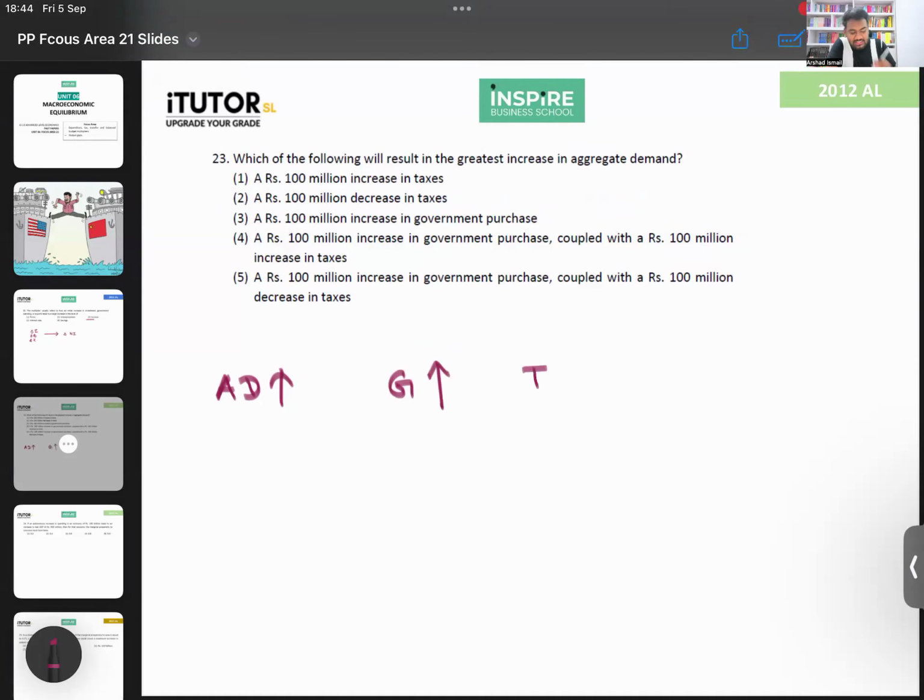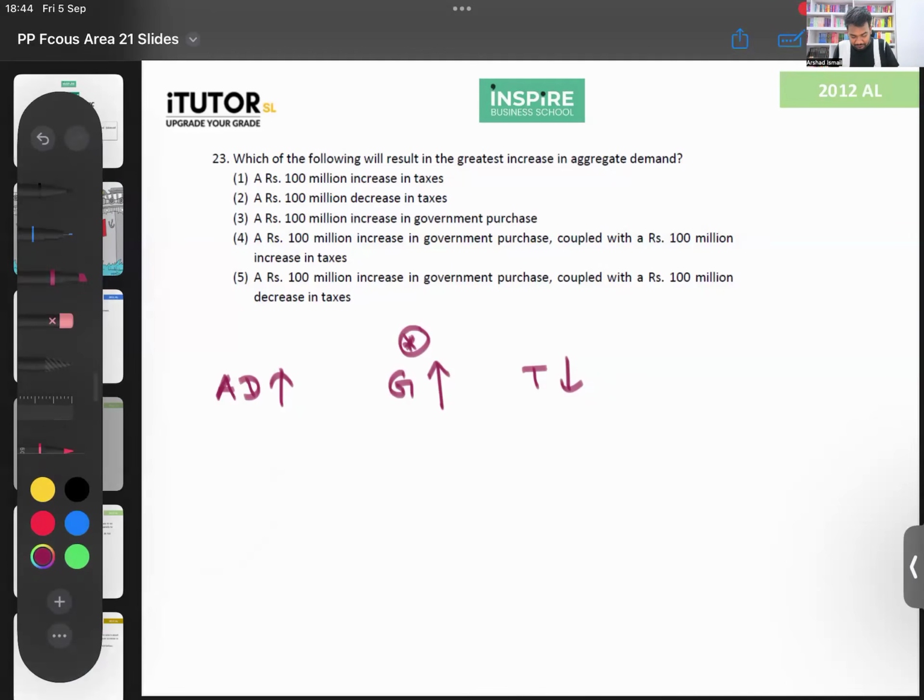What should you do for taxes if you want to increase aggregate demand? If you want to bring aggregate demand up, you have to reduce taxes. Right. Now, from these two, which one will increase aggregate demand the most? Individually, is it an increase in government spending or a reduction in taxes? Think of the multiplier effects. Which multiplier is bigger, the government spending multiplier or the tax multiplier? The government spending multiplier is bigger, right? So out of these two, this one will have a better impact. But if you do both together, it will be an even bigger impact. So we'll look at the answers.